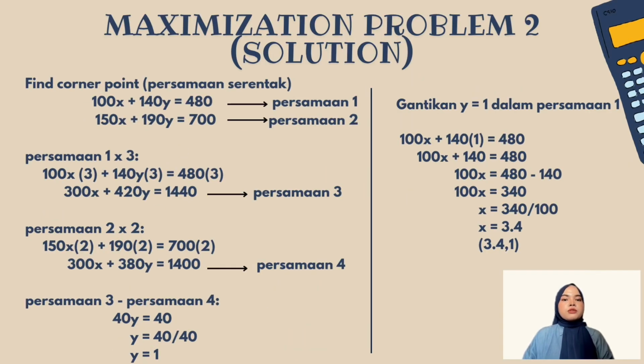So we need to solve in simultaneous equation to get the intersection point, which is constraint 1 represent equation 1 and constraint 2 will be represent equation 2. So equation 1 times 3, it will be 300x and 420y equal to 1440, we call as equation 3. And equation 2 times 2, so we will have 300x plus 380y equal to 1400, we call as equation 4. Final step in this simultaneous equation is equation 3 minus equation 4, then we will get y equal to 1. Then we need to substitute y equal to 1 in equation 1, we will get x equal to 3.4.